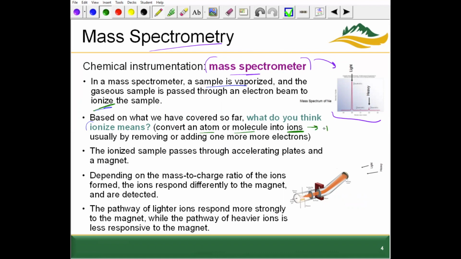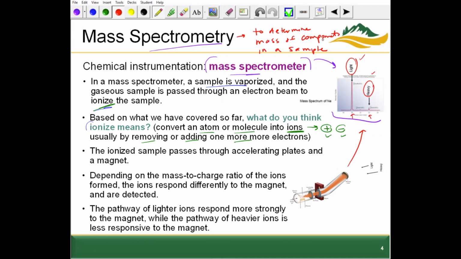So remember, ions can be cations and anions, so either positively charged or negatively charged. How do we form ions? We remove or we add one or more electrons. With this output data, what ends up happening is that if a sample is composed of some light atom or molecule and some heavier atom or molecule, when the sample is ionized, light versus heavy molecules will travel at different speeds and end up producing different peaks in this signal output.